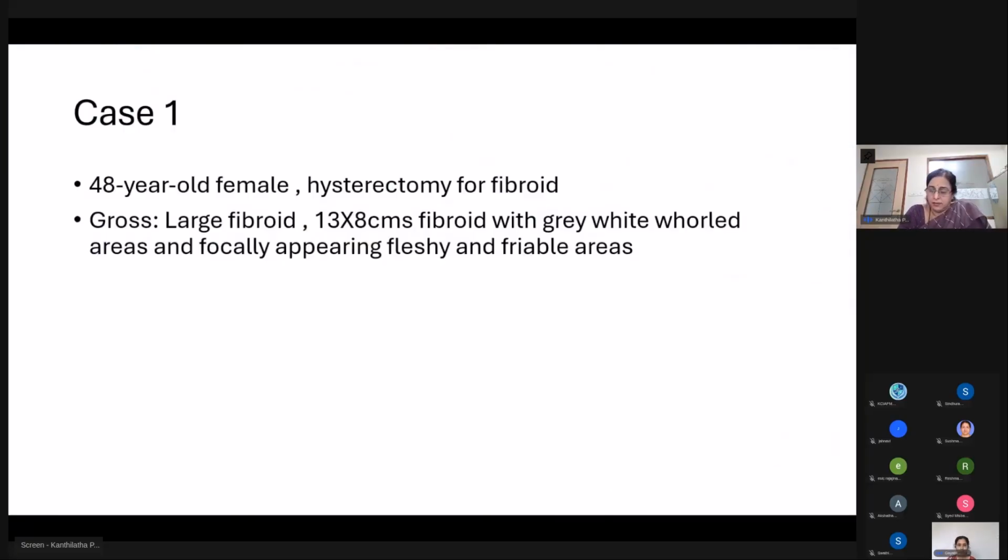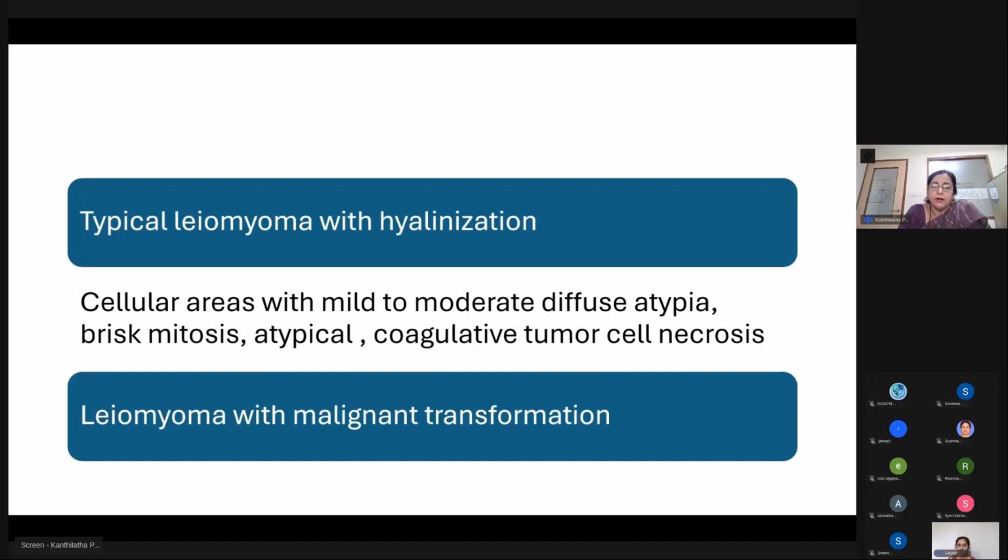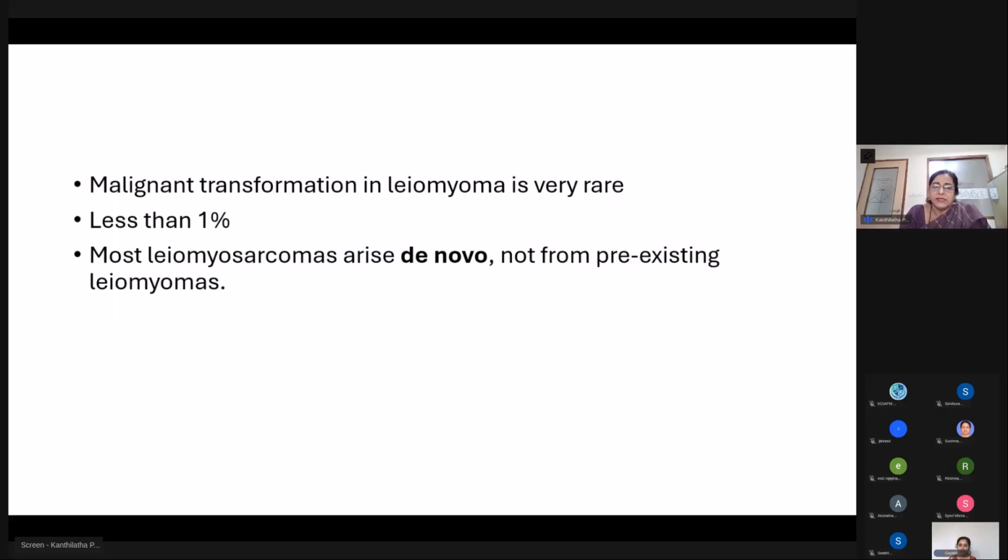About the first case, it has been discussed well. It's pretty straightforward. However, a typical leiomyoma with hyalinization or degenerative changes, showing areas of diffuse atypia, mitosis, tumor necrosis, with features of leiomyosarcoma, that is a leiomyoma showing a malignant transformation, is extremely rare. It's very rare, less than 1%, because most often a leiomyosarcoma arises de novo, not from a pre-existing leiomyoma.